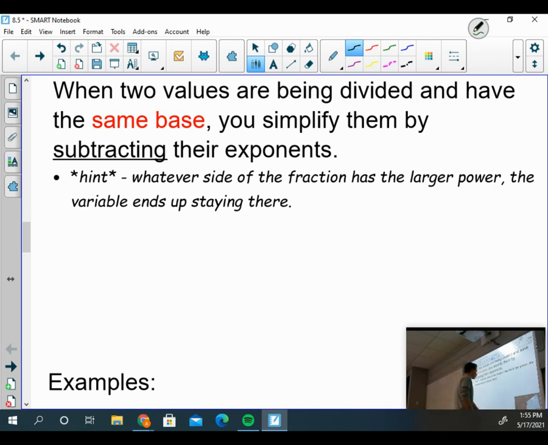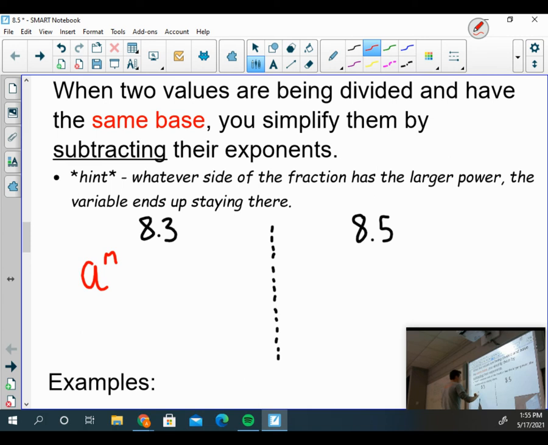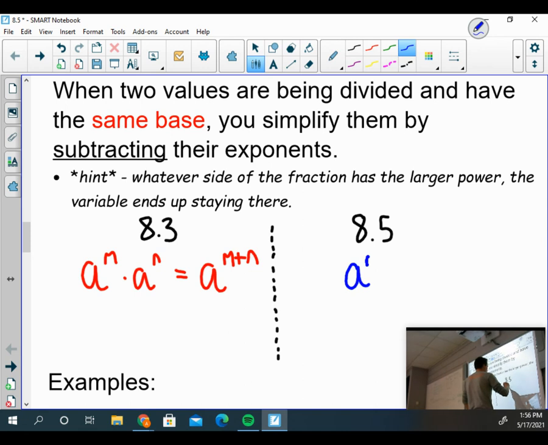their exponents, okay? And hopefully you see a relationship between 8.3 and 8.5 here. And that 8.5 is really just the opposite of 8.3, if we think about subtraction being the opposite of addition and division being the opposite of multiplication. In 8.3, you learned, hey, if I have like bases multiplied together, I add the exponents. So in this case, m plus n would be our exponent for our base a.